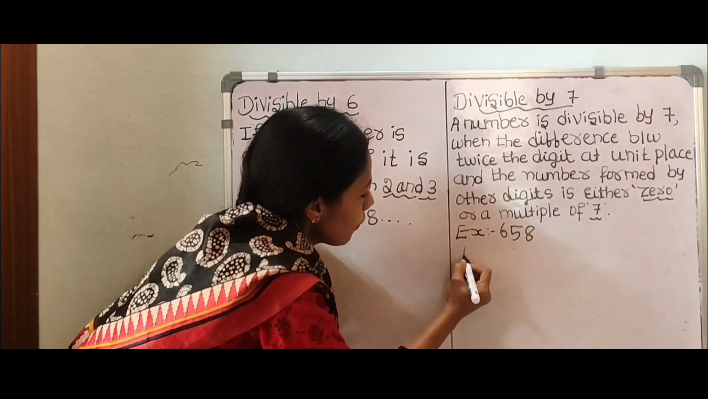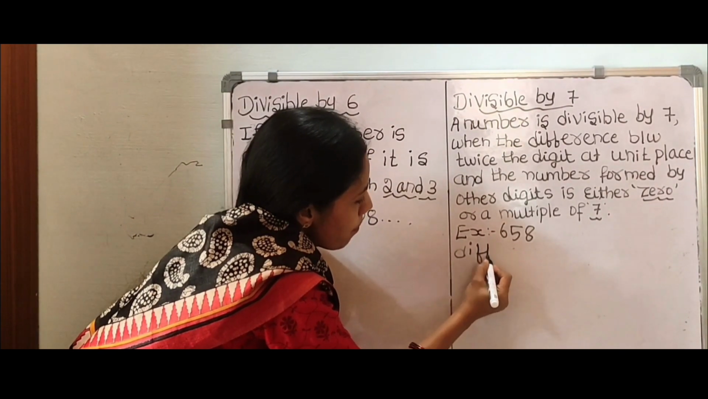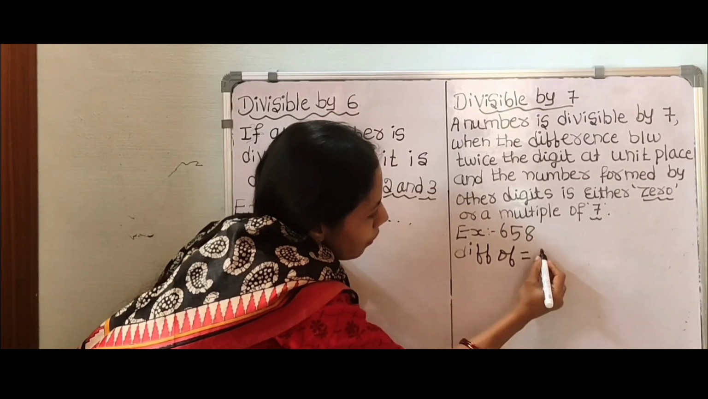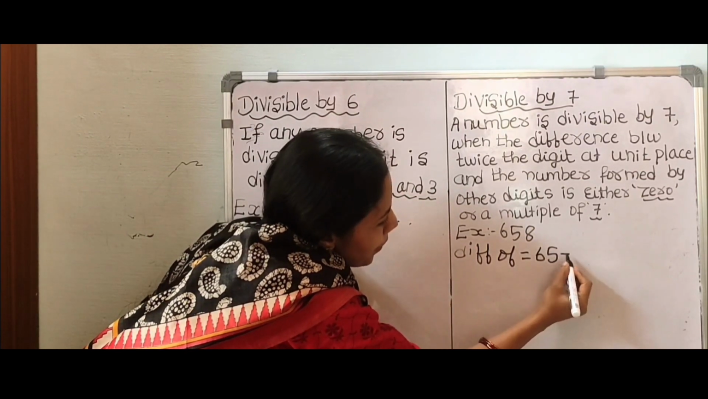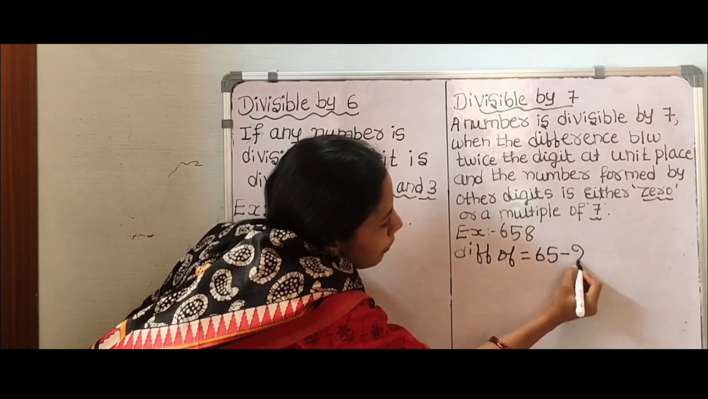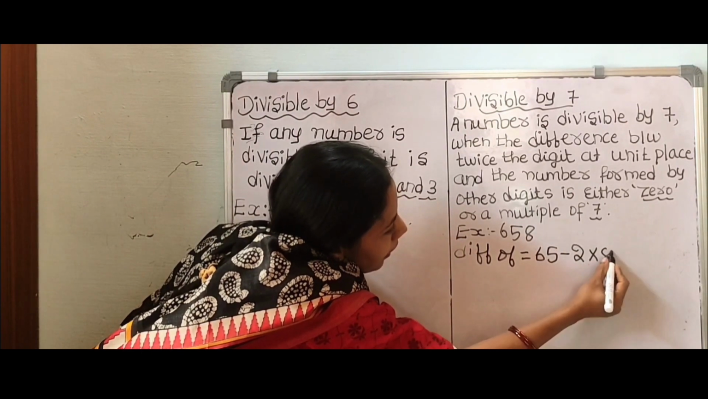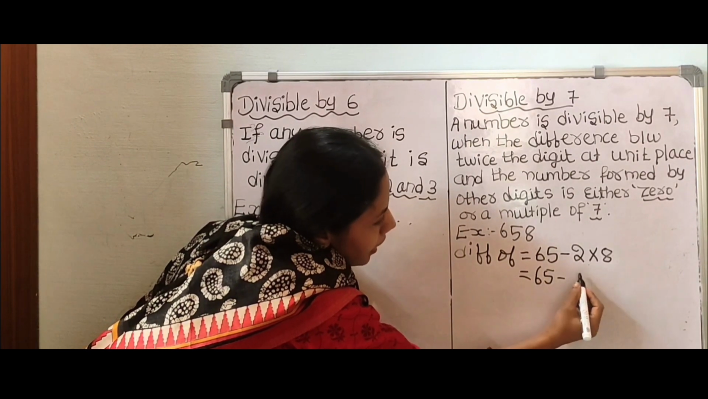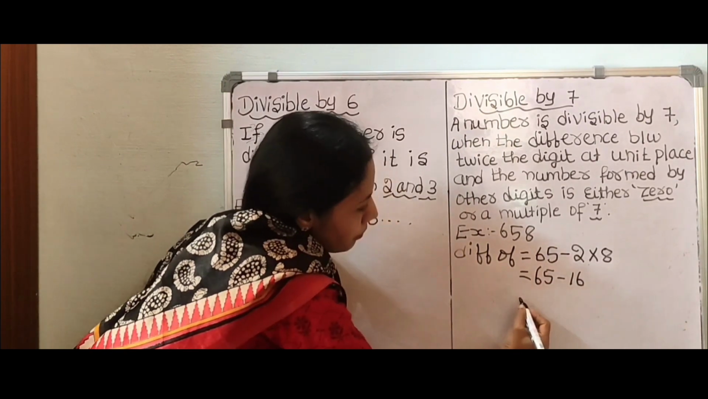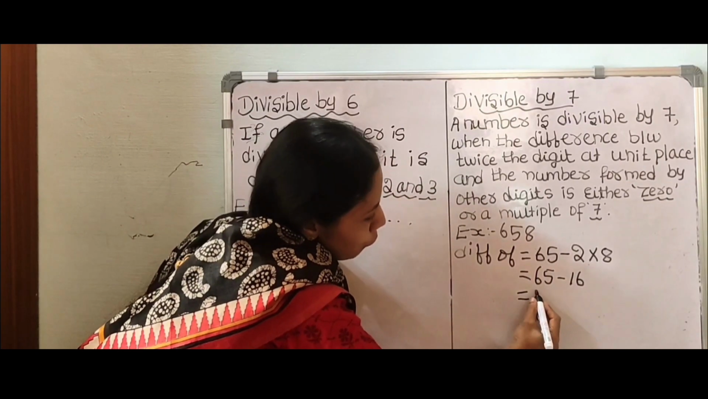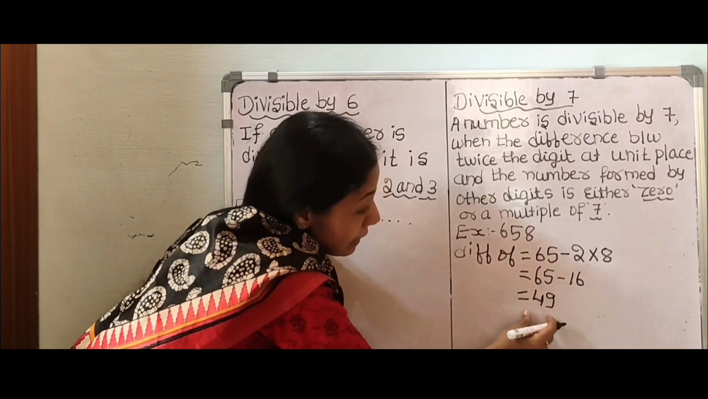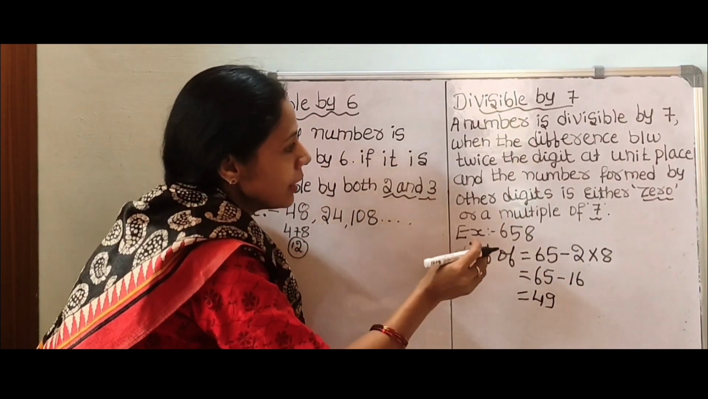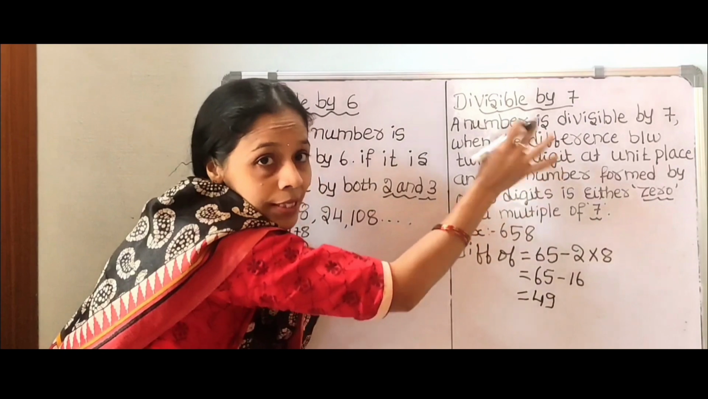Take the difference: the other digits form 65, minus twice the unit place, 2 into 8, which is 16. Simplify: 65 minus 16 is 49. This is divisible by 7 because it is a multiple of 7.